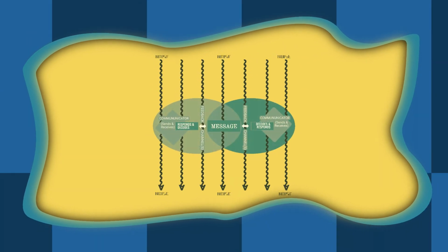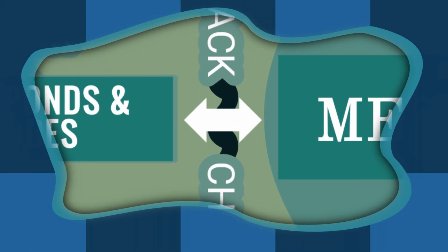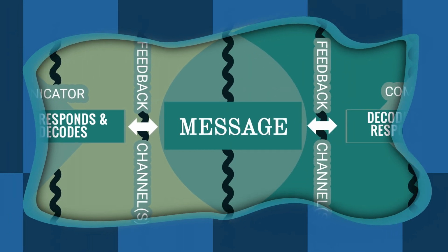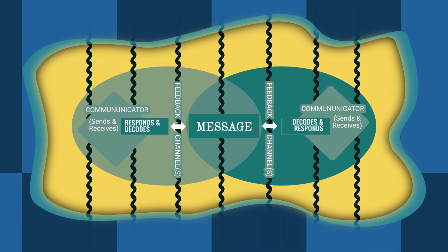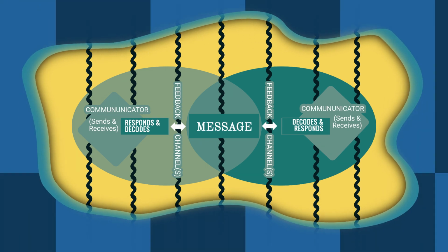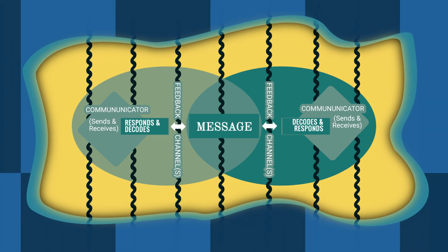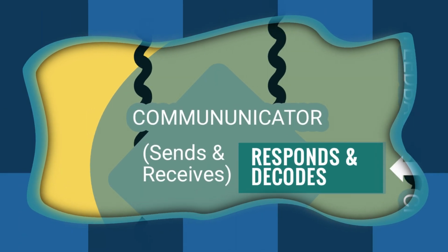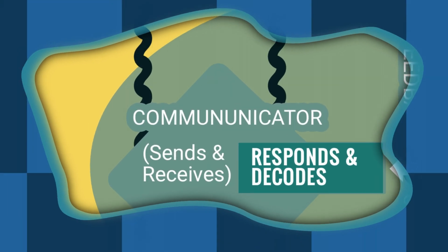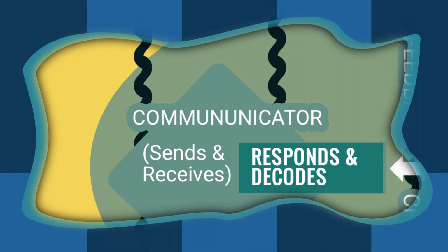Now class, let's talk about the transactional model. How is it different from the Shannon-Weaver and Schramm models? Well, let's take a look at this graph. If you notice, class, the arrows here in the transactional model are pointed on both ends, as compared to the Shannon-Weaver and Schramm models, in which the arrows are pointed in a specific direction. Meaning, in this model, one can be both sender and receiver, which they call a communicator. They may simultaneously exchange roles as sender and receiver.